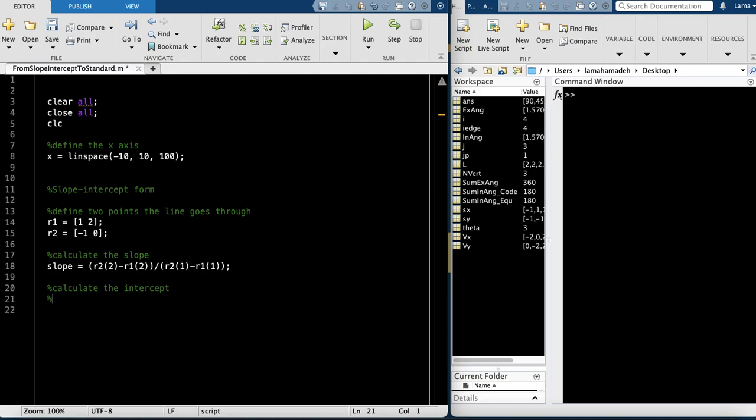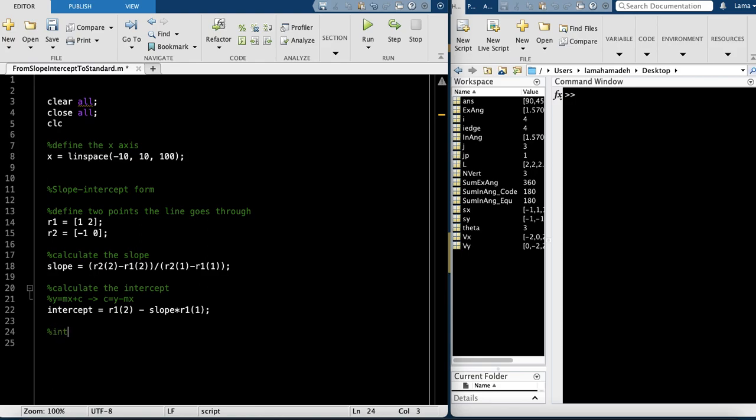Now we know that we have y equals mx plus c. This means that c here can be written as y minus mx. So if I take the y and x of either of these points, and I already have m, which is the slope, I can calculate c, which is the intercept. So I can say here the intercept equals, let's take the first point, the y of the first point, R1(2), minus the slope times the x of the first point.